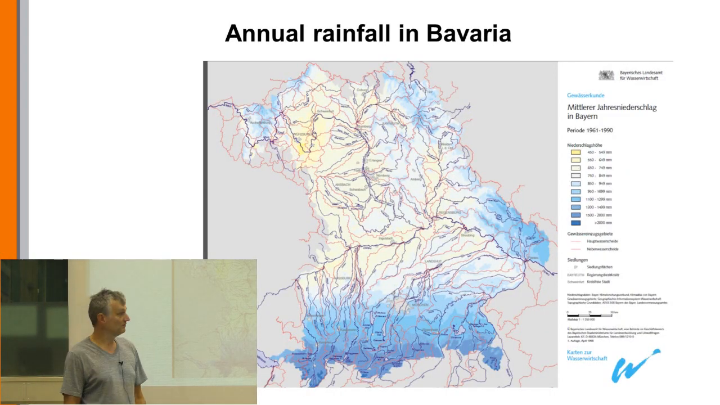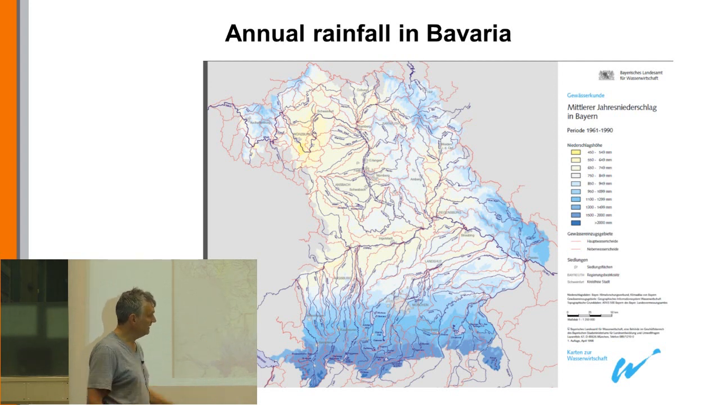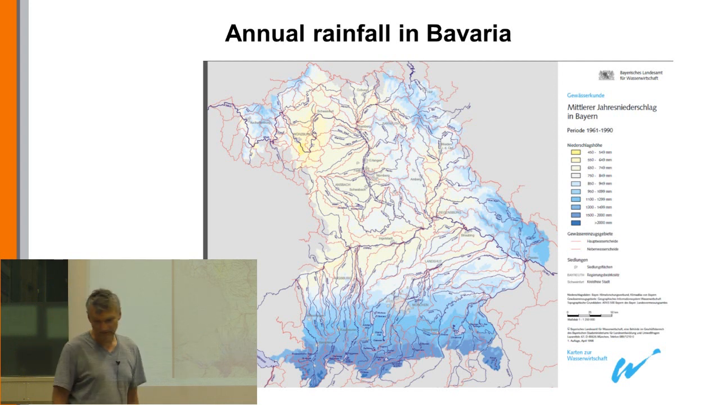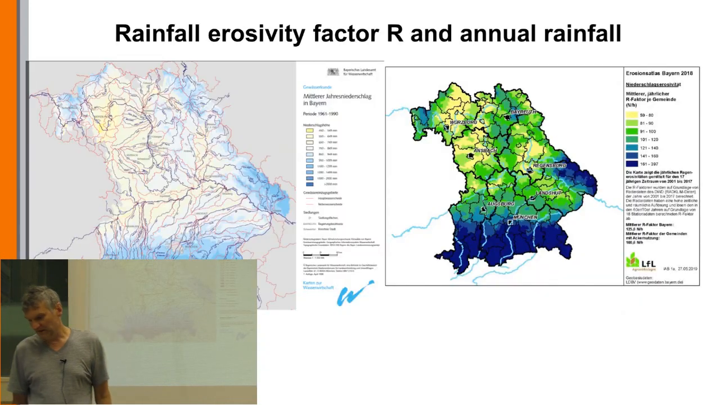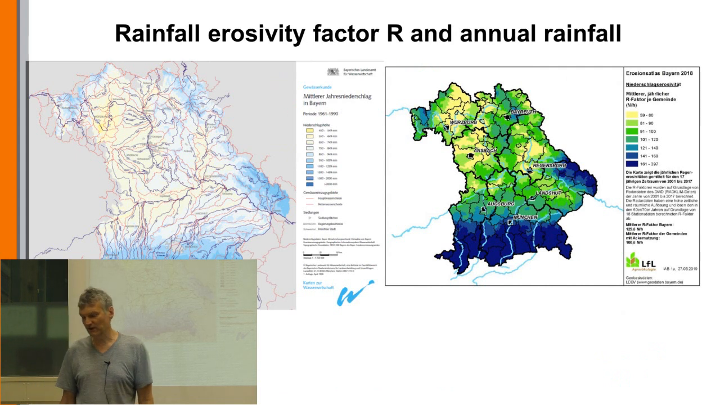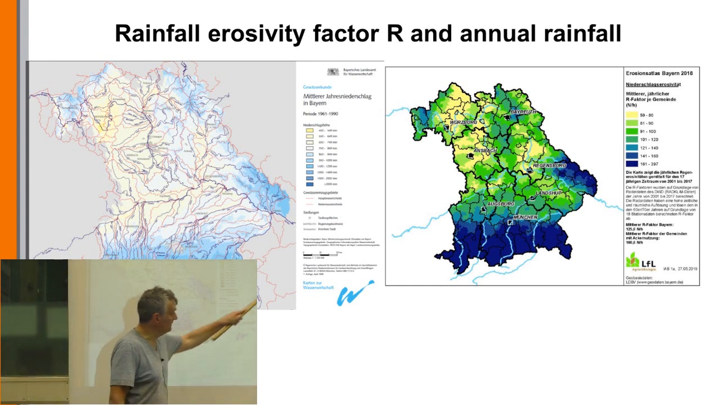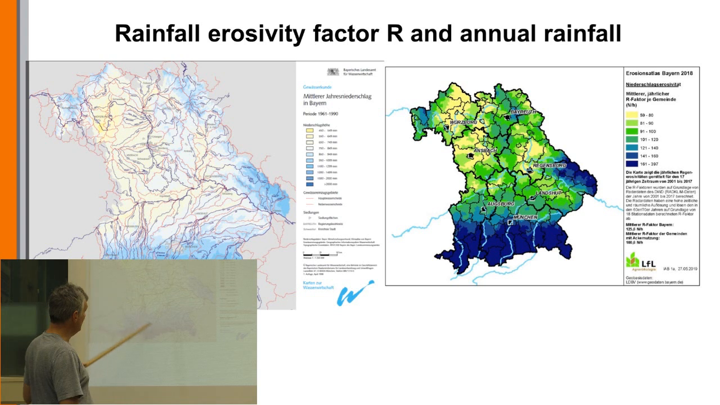Again, this is the annual rainfall in Bavaria. As I said, here we have the Bavarian Forest, here we have the Alps. Here we have a lot of rainfall, and in between the rainfall is quite low. So here also the rainfall erosivity should be low. And the question is how to calculate the rainfall erosivity factor, or how the rainfall erosivity is connected to the annual rainfall in a country.